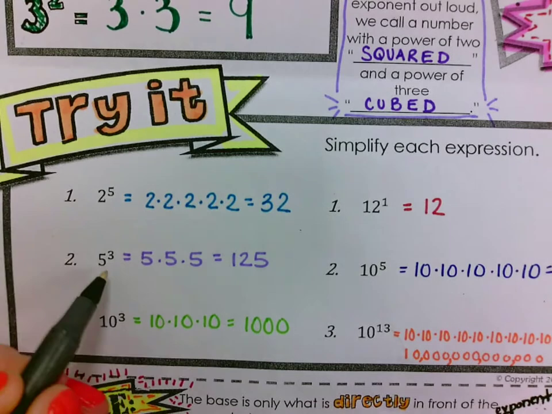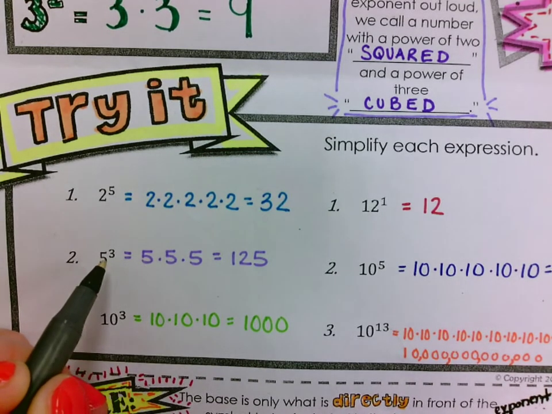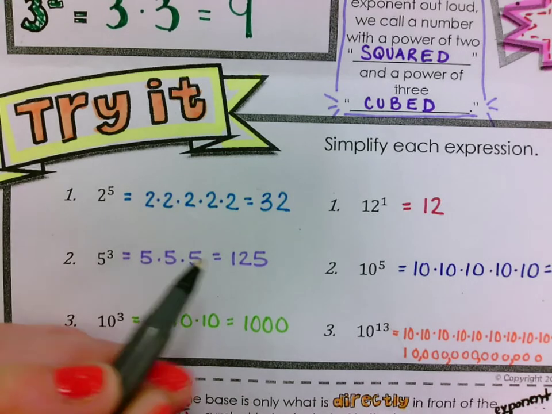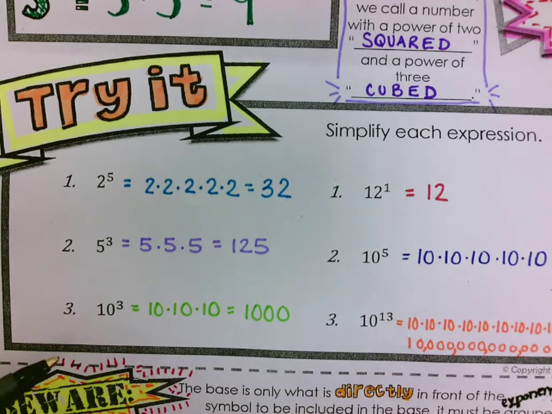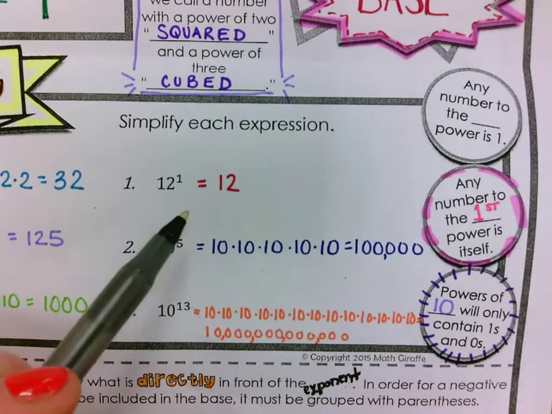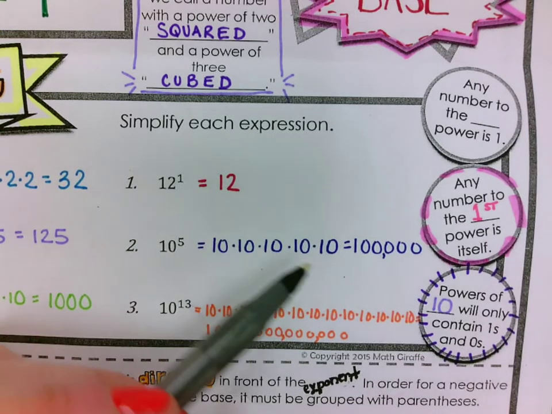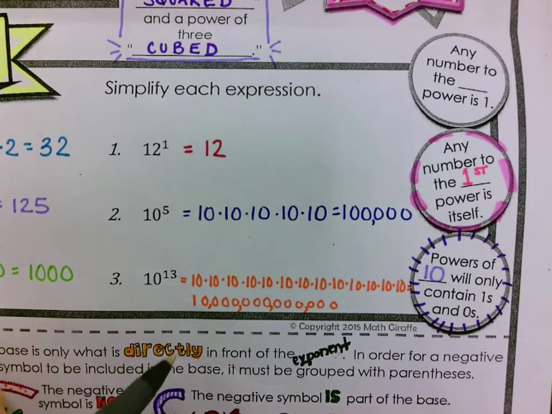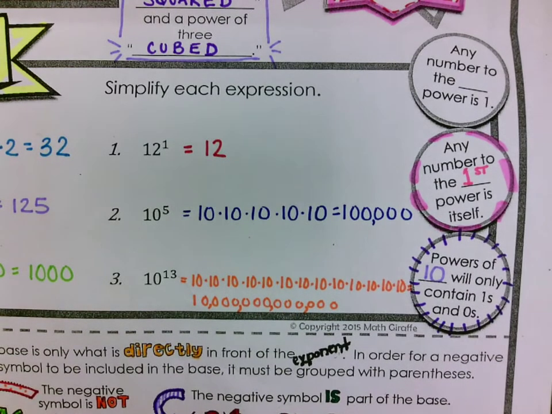5 to the 3rd means that our base is 5, so we're going to see 5 appear as our factor, and this tells us how many times 5 will be a factor. So 5 will be a factor 3 times, so it's 5 times 5 times 5, or 125. If you accidentally got 15, that means you did 5 times 3, not 5 to the 3rd. 10 to the 3rd means that 10 is a factor 3 times in our product, so it's 10 times 10 times 10, or 1,000. 2 to the 1st, we said that any number to the first power is itself, because it only appears once. 10 to the 5th is 5 tens multiplied together, or 100,000. And 10 to the 13th is 13 tens multiplied together, or 10 million, billion, trillion, 10 trillion.